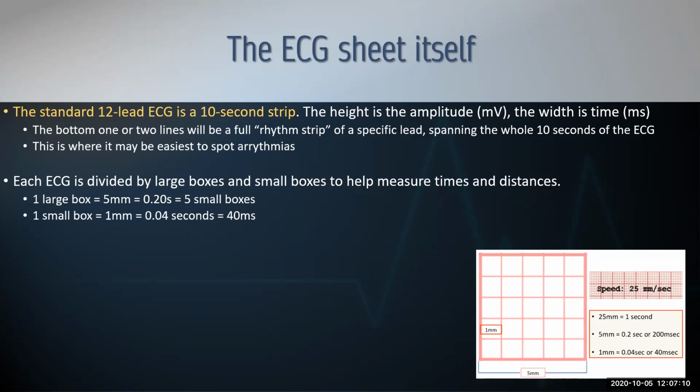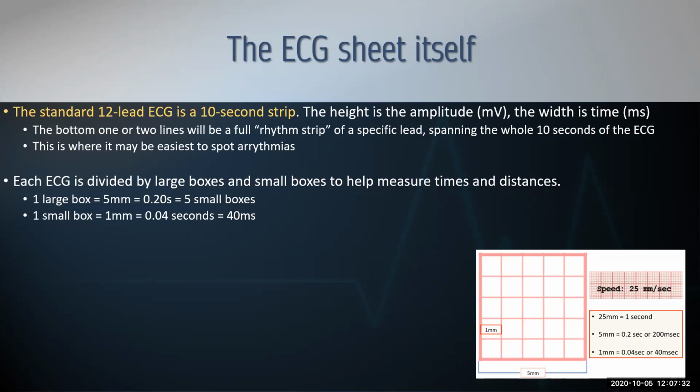You never necessarily have to memorize all that. If you memorize that 1 big box is 5 millimeters, which equals 0.2 seconds, then you should be able to count out the small ones and do the math yourself. But I think if you do it enough times, you'll end up memorizing it. And then knowing that the speed itself is 25 millimeters per second, I think it's important to know that, but you shouldn't have to memorize that.